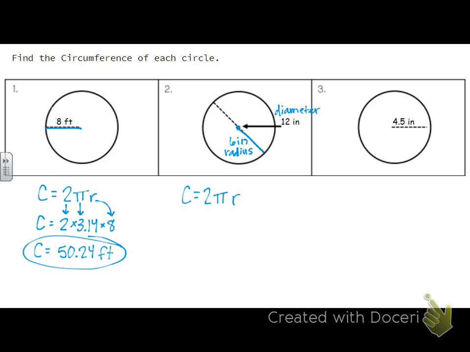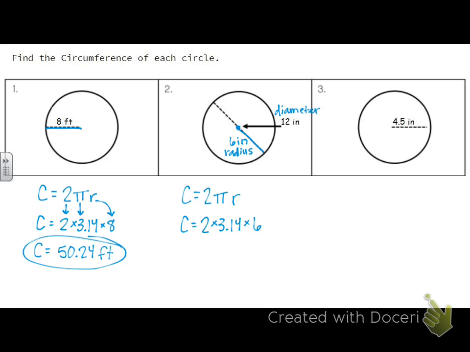Alright, so now I can plug this into my formula and calculate the circumference. So my circumference is C equals 2 times pi, which I'm going to again approximate as 3.14, and my radius we found was 6 inches. So now again I'm going to pull out my handy dandy calculator and calculate away.